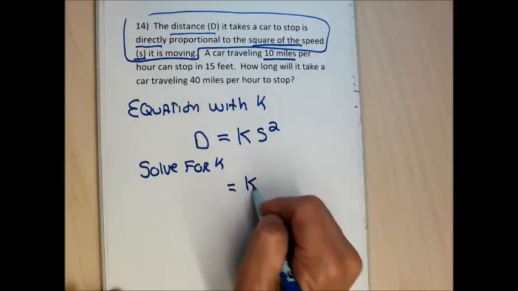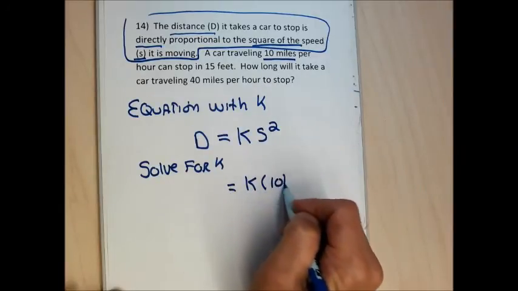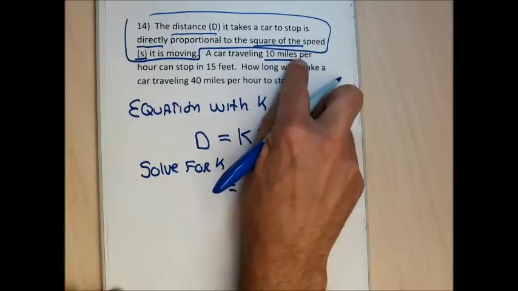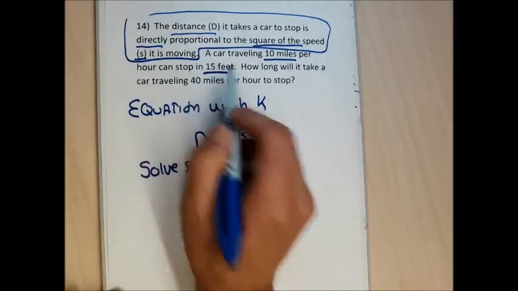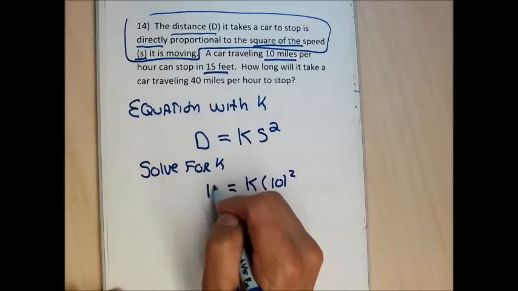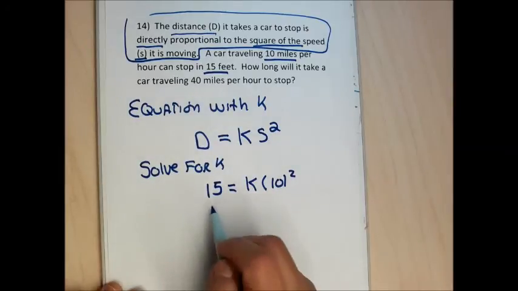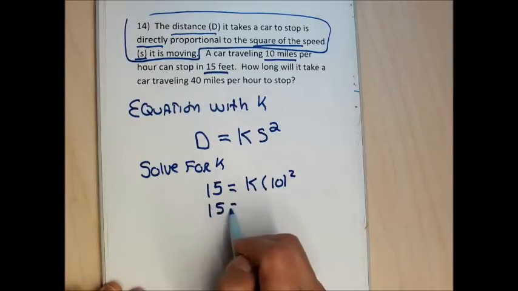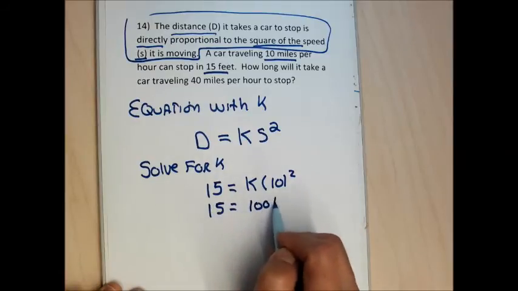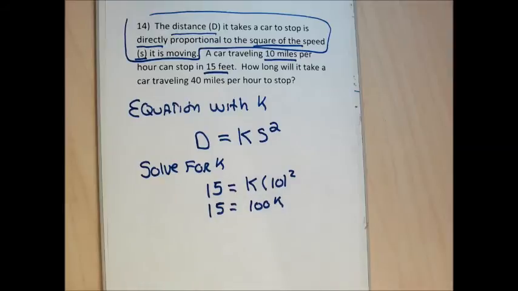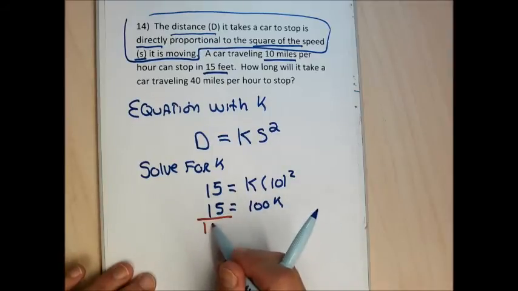So I'm going to solve for k. I'm going to plug 10 in for the speed. A car traveling 10 miles per hour can stop in 15 feet. 15's the distance. So I get 15 equals k times 10 squared. This is going to give me 15 equals 100k. And then I'm going to divide both sides by 100.